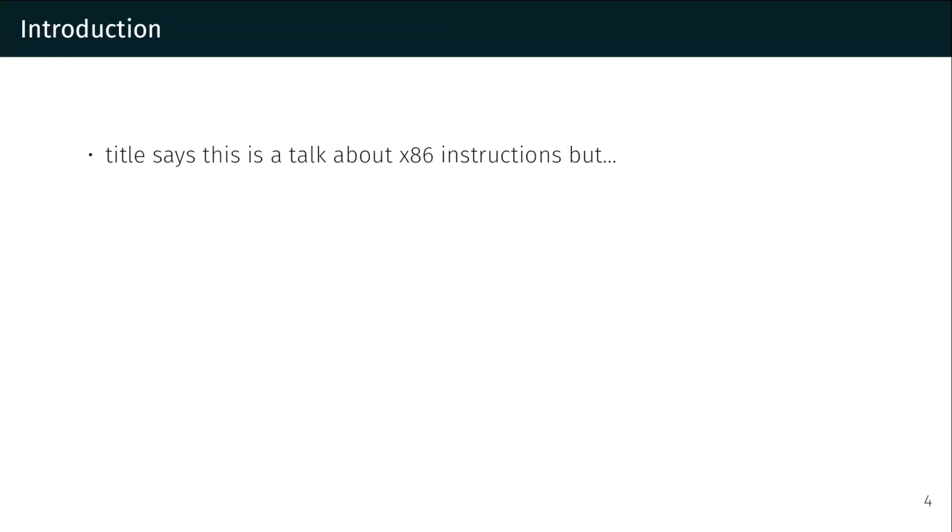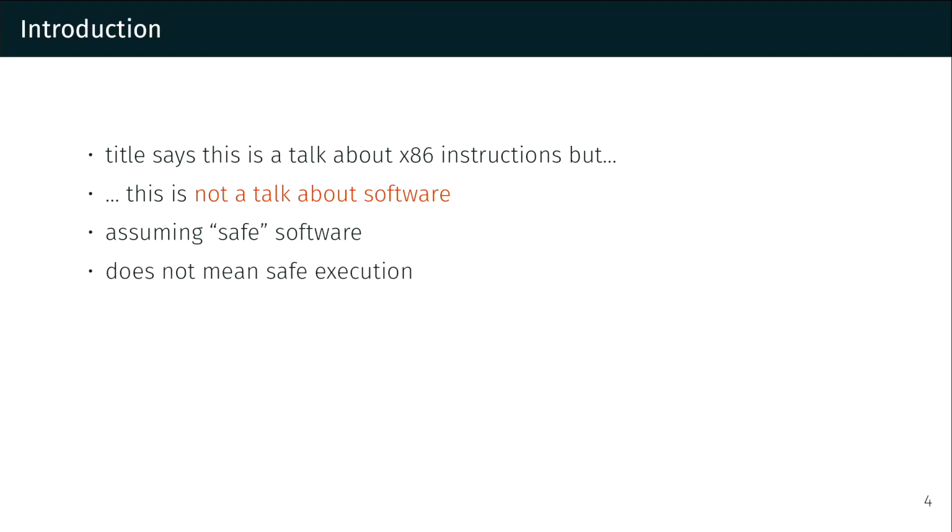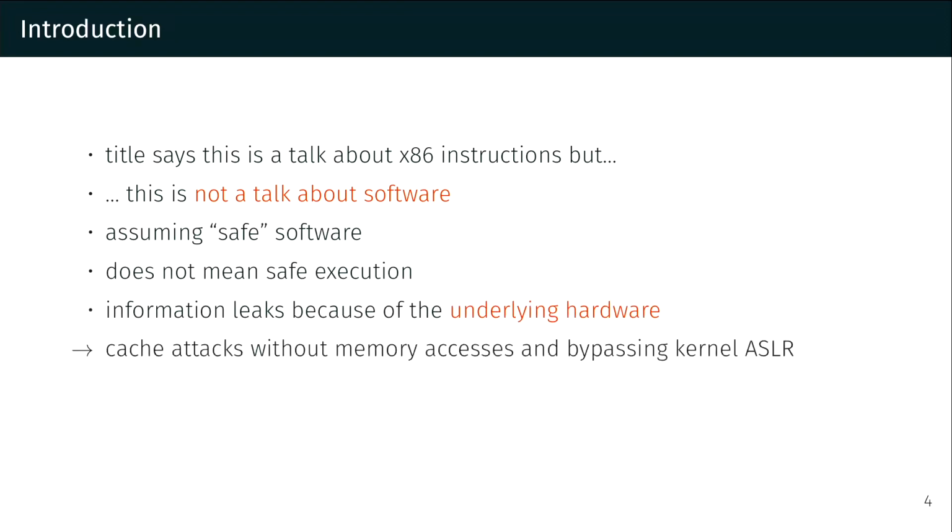So about this talk. The title says this is a talk about x86 instructions, but this is not a talk about software. Don't leave yet. I'm actually even assuming safe software, and the point that we want to make is that safe software does not mean safe execution. We have information leakage because of the underlying hardware, and this is what we're going to talk about today. So we'll be talking about cache attacks: what are they, and what can we do with that? And also a special kind of cache attacks that we found this year, doing cache attacks without memory accesses, and how to use that even to bypass kernel ASLR.